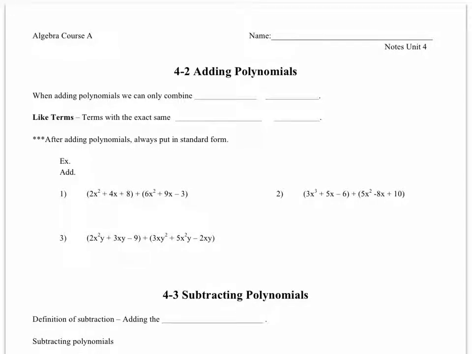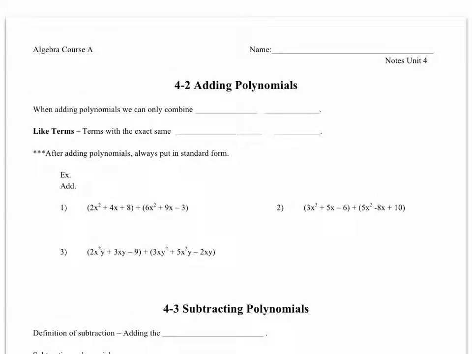Alright, today we are going to add and subtract polynomials. And the first thing is, when we add polynomials, we can only combine the like terms. And like terms are terms with exactly the same variable parts.